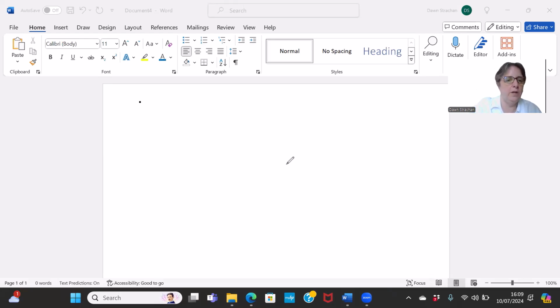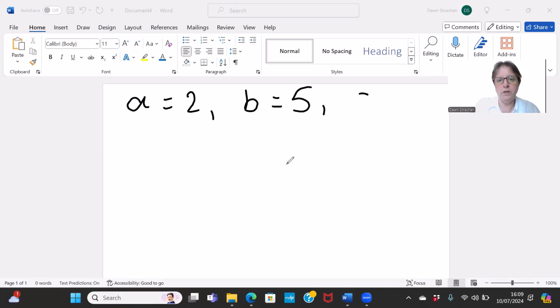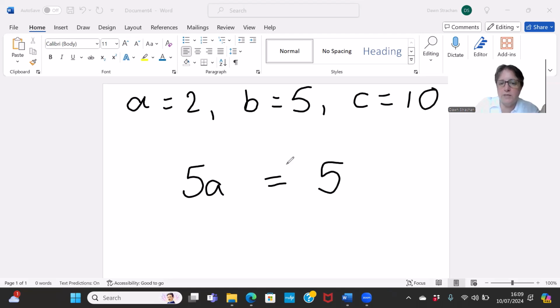So you might be given, say, a equals 2, b equals 5, c equals 10. Okay. And then you might have a question like 5a, or work out the value of 5a. So here what you would do, that literally means 5 times a, sorry, 5 times 2. If there's nothing written in the gap there, it just means times it. Okay, so 5 times 2 would be 10.